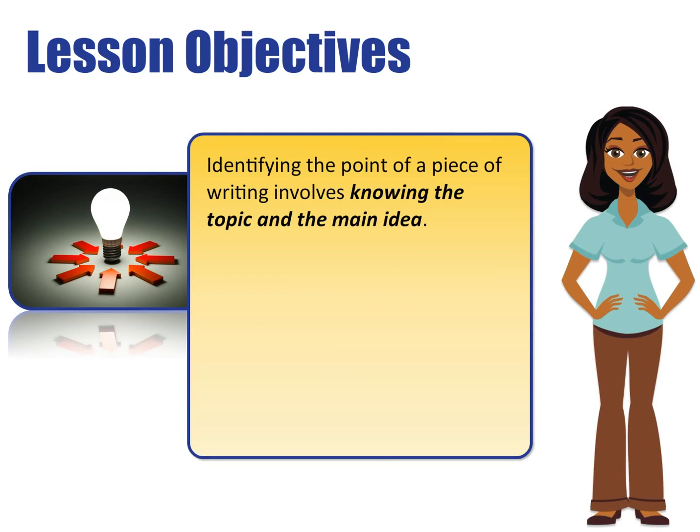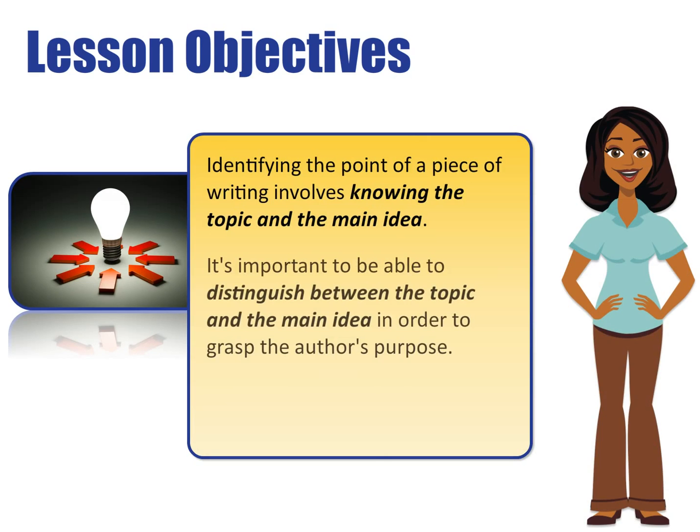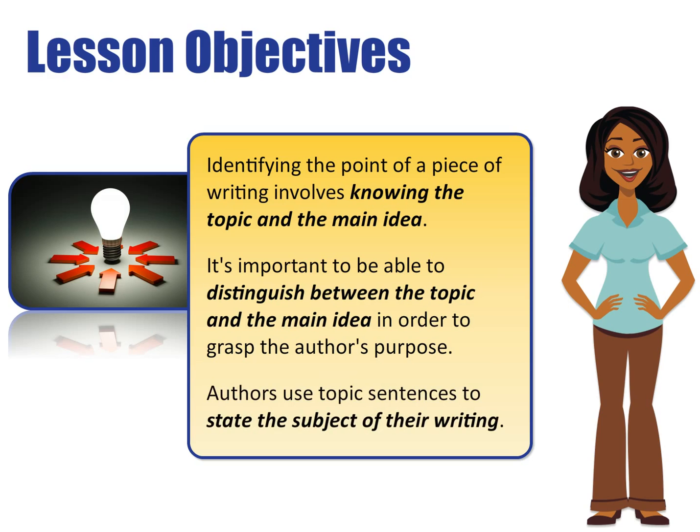Identifying the point of a piece of writing involves knowing the topic and the main idea. It's important to be able to distinguish between the topic of a piece, or its subject, and the main idea, or the author's message, in order to have a complete grasp of the author's purpose. Authors use topic sentences to state the subject of their writing. Then they use both major and minor details to develop and support their main ideas.